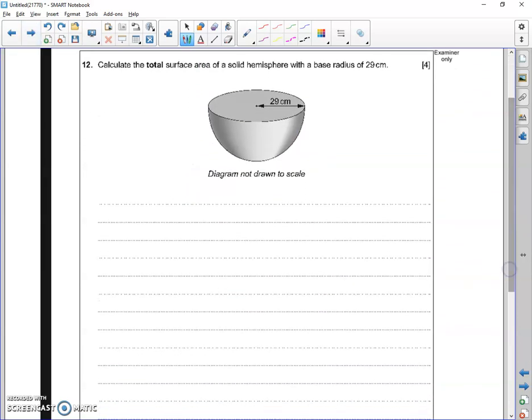Calculate the total surface area of a solid hemisphere with a base radius of 29 centimetres. Okay. So you've got the surface area for a sphere on the front cover. So for a whole sphere, it's 4 pi r squared. So for a hemisphere, the curved surface area is 2 pi r squared. So that's 2 times pi times 29 squared.